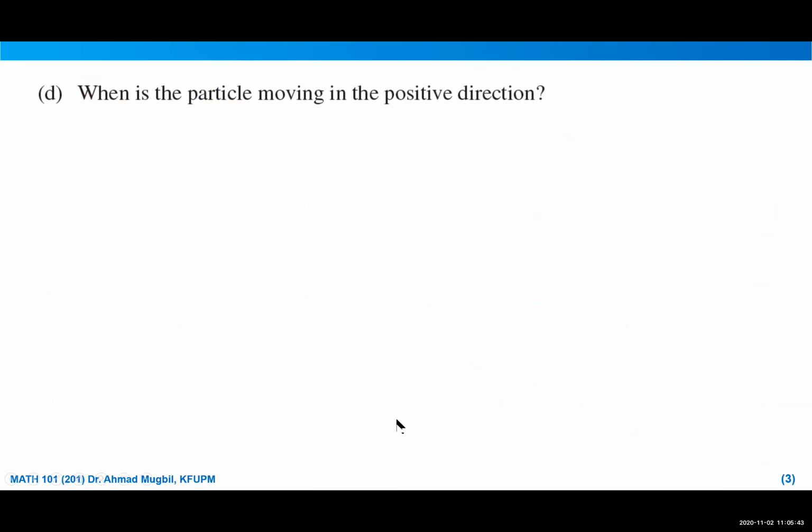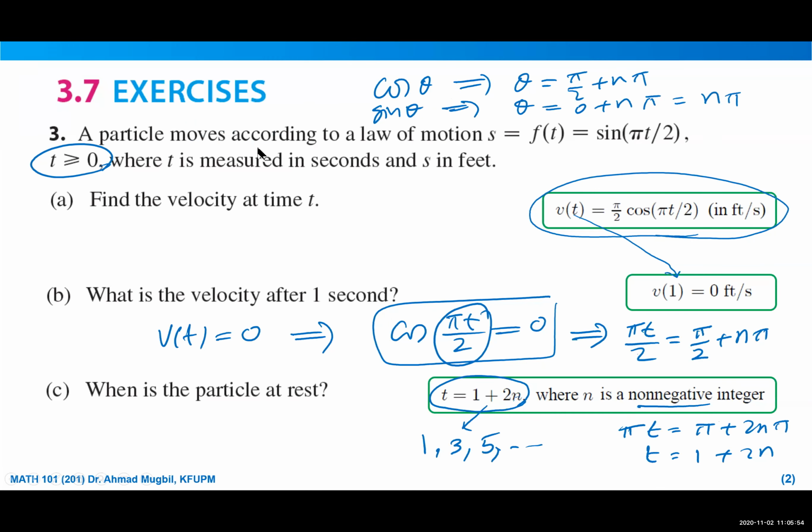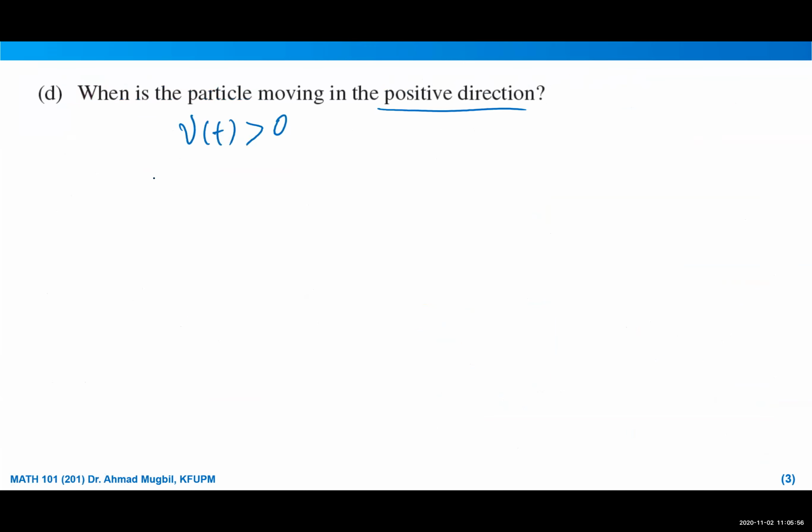Now, when the particle is moving in the positive direction, what does this mean? This means that the velocity is positive. So what is the velocity? The velocity is pi over 2 cosine of pi t over 2. When this is positive, you can divide both sides by pi over 2, it is okay. So the question is when cosine is positive.